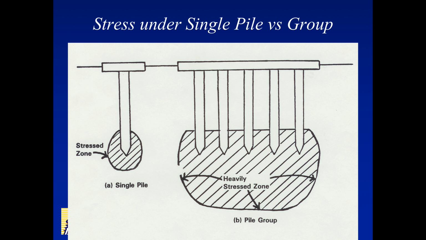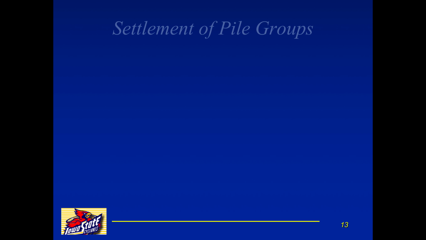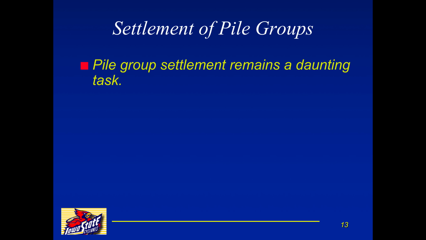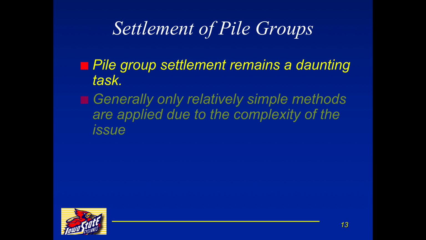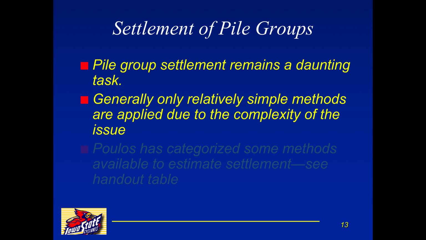Here's the image we talked about last time, where when you have a single pile, you have a small stress zone. When you have a larger pile group, you have a larger stress zone. Now, when we're talking about the settlement of pile groups, we want to know that this is still a very daunting task. There hasn't been a lot of testing on this. Typically, they only use simple methods due to the complexity of the issues.